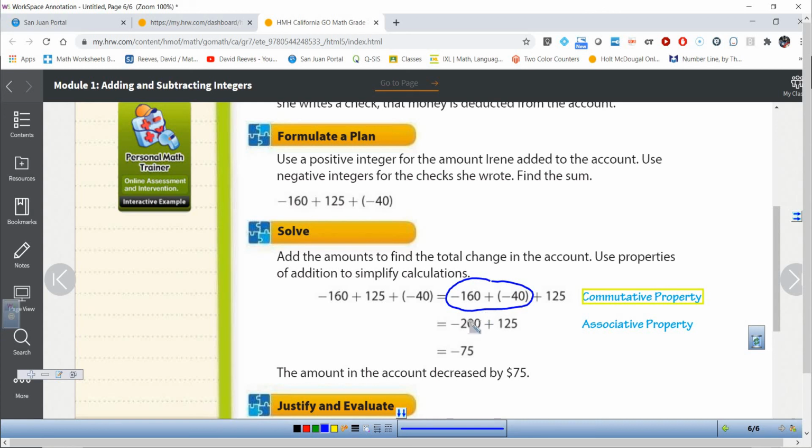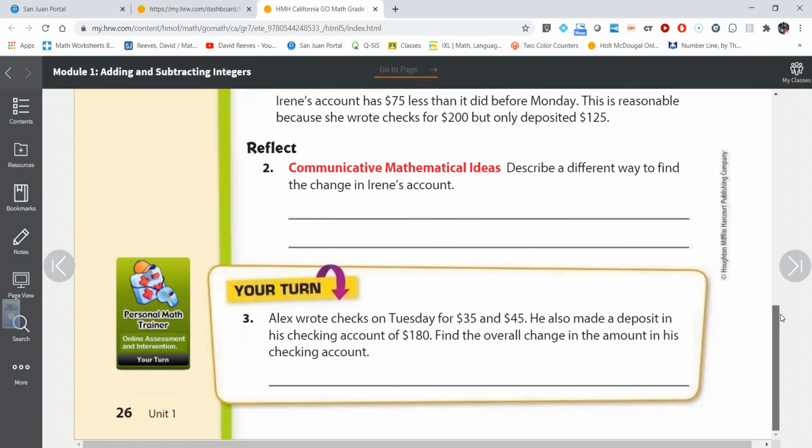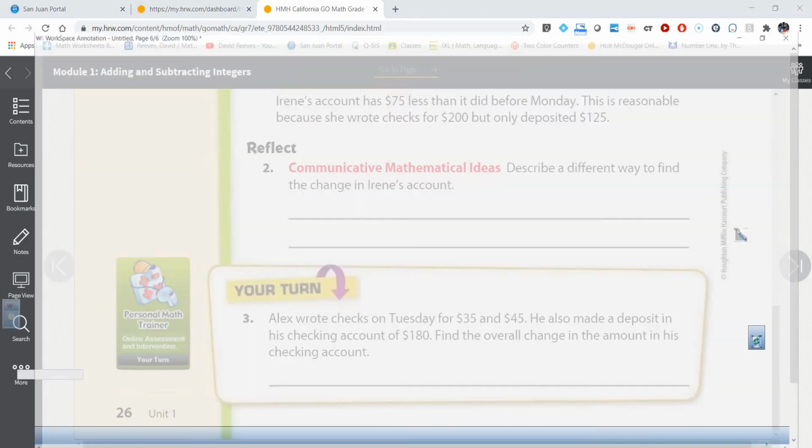Then I say, what do I have more of? I have more negatives. How many more negatives do I have? Well, if I go 200, take away 125, what do I get? I get 75. Okay, and again, that's not the answer to the question. The answer is not negative 75. The question was, what is the end result? And the result is the amount in the account decreased by $75. So make sure when you do these problems, you're actually answering their question. Don't just give a number answer. Most of these are not going to be a number answer. It's going to be a statement that includes that number.